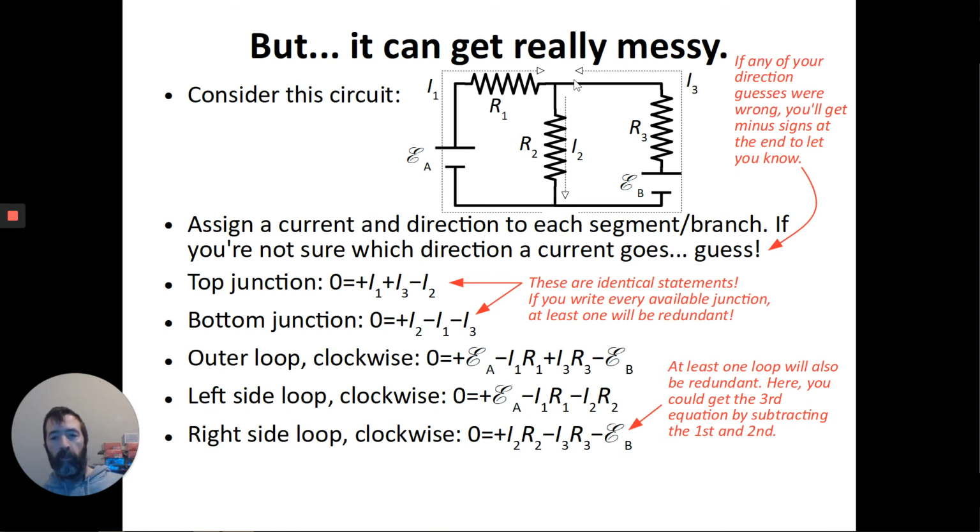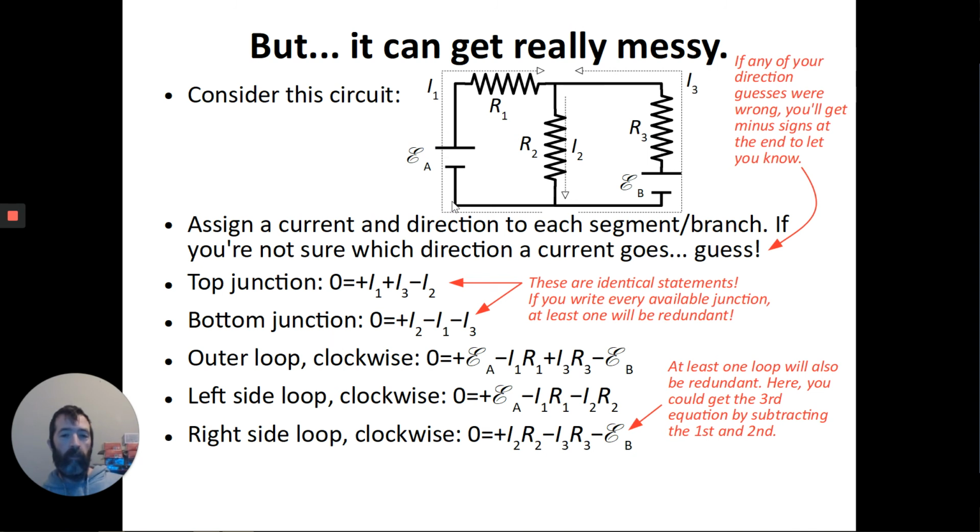As I continue that loop along the outside, the next thing I encounter is resistor 3, and I'm going against the current that I drew for resistor 3. So I have to use a plus sign on this term. And then IR. The I there is I3, the R there is R3. After that resistor, I pass through the battery, and I'm going backwards through the battery. So I put a minus sign on it, and then EMF B.